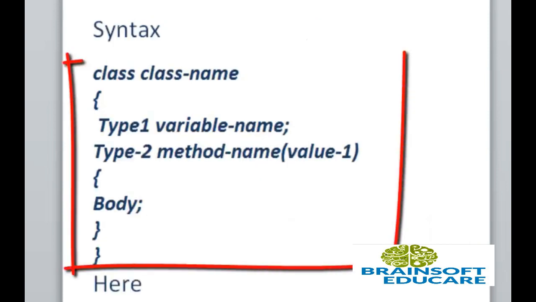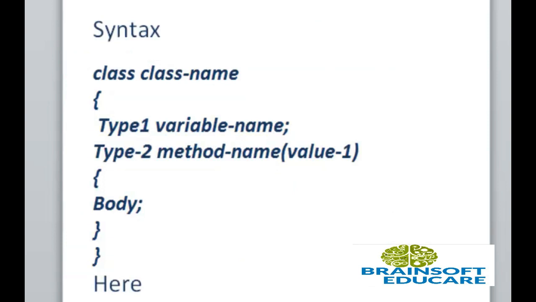Let's take a look at the syntax of a class. Here, class is a keyword. Class name is the name of the class. Type 1 is the data type of the variable. Type 2 is the return type of the method. Here, value 1 is the value which you should pass while calling this method from the object. Body is the piece of code which is used to perform any specific task.